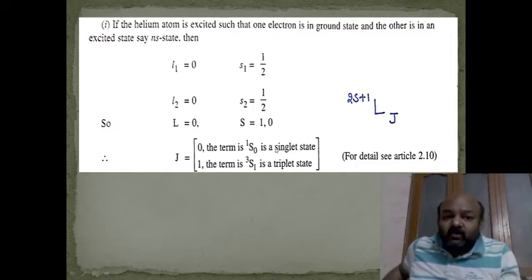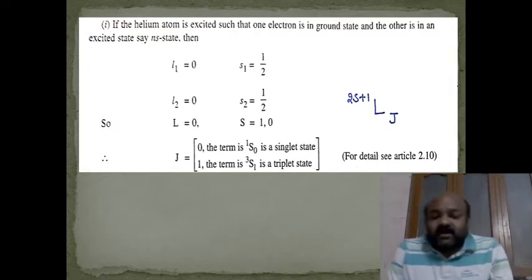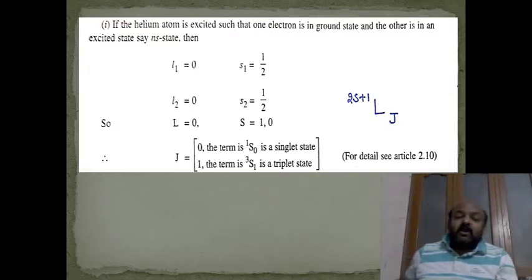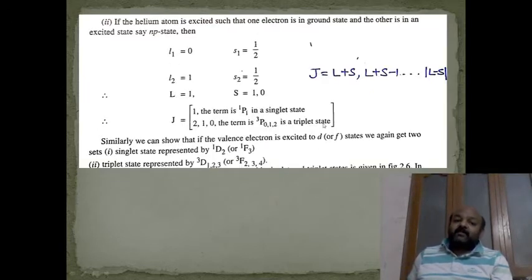So now we come to multiplicity. This 2S plus 1 is called the multiplicity of the state. So this is a triplet state, and this is a singlet state. So in the excited state, when the electron is excited to higher nS state values, we have two kinds of states, one singlet state and another triplet state. The singlet state has J value 0, and the triplet state has J value 1.